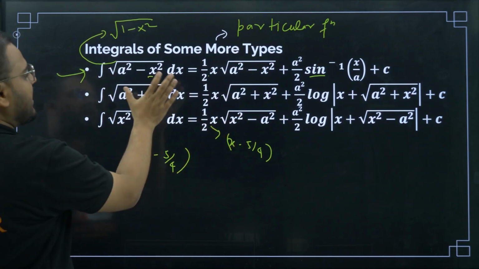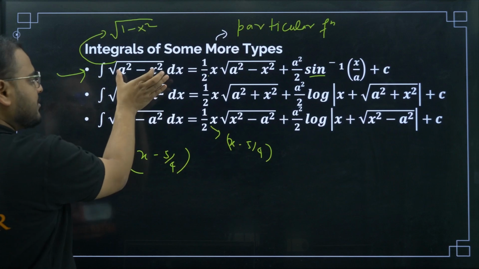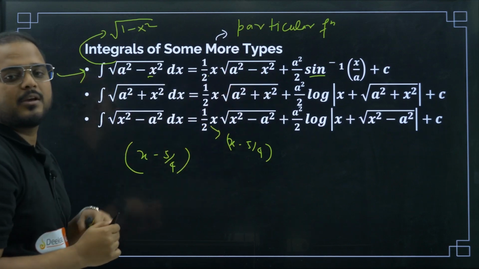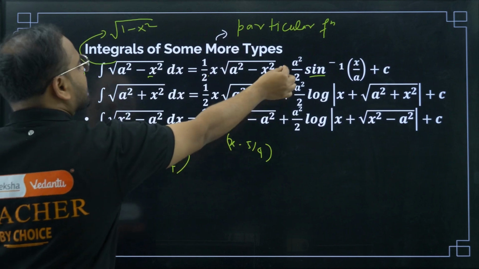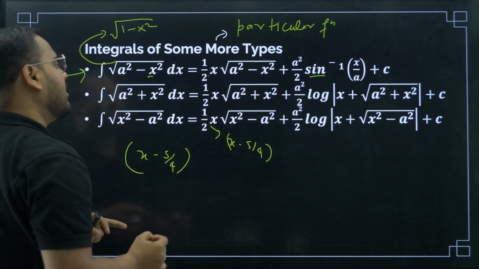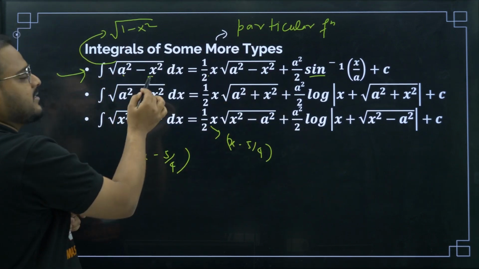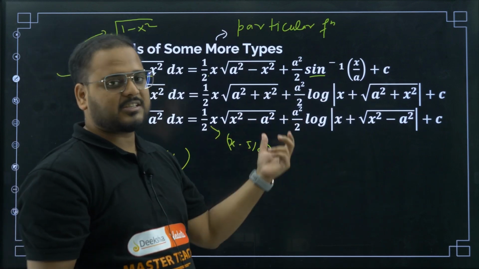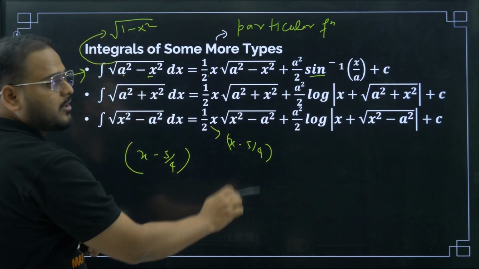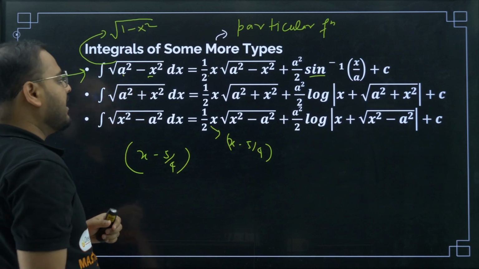So if you see here, this is a pattern. 1 by 2 x is there. Whatever you're looking for, the same thing will come. Again, the square is in the root, but in the numerator. Next, again the same thing remains, a square by 2. If it is this condition, 1 minus x square, like a square minus x square, you write sine inverse of x by a. In other cases, log will be there. What log? Log of x plus, with the same root.